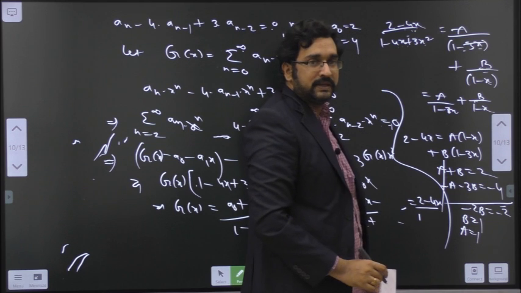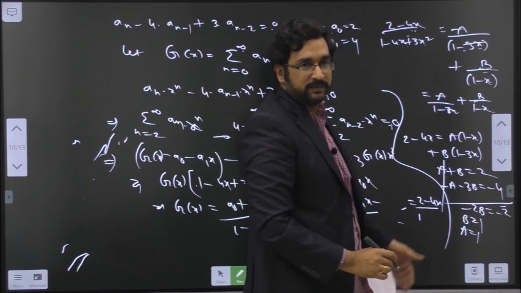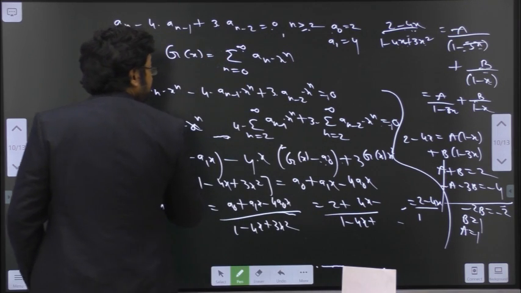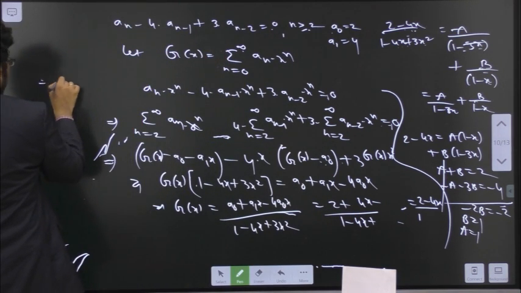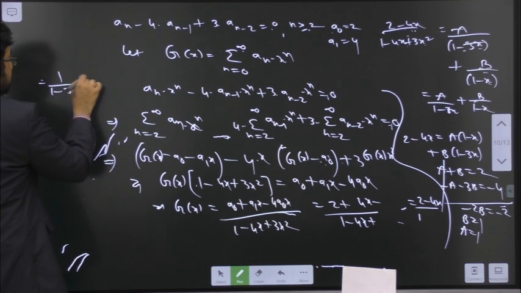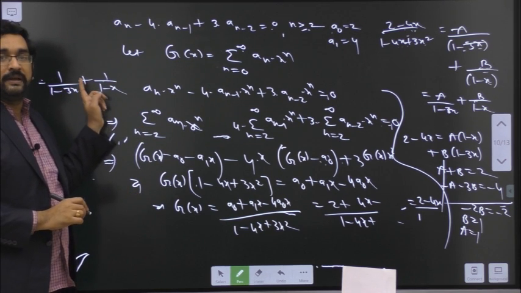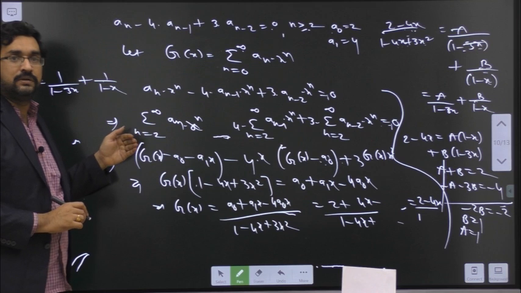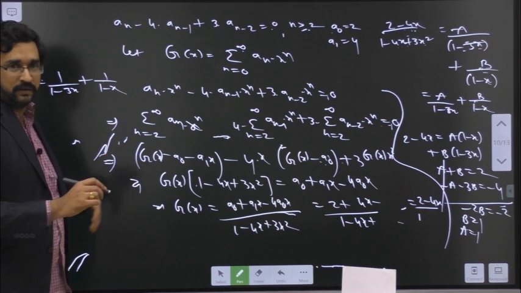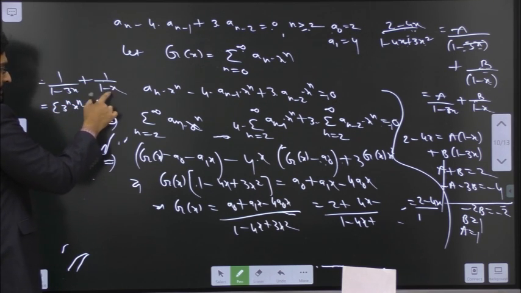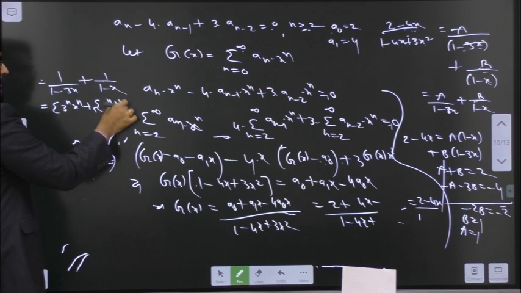So after solving this, a becomes 1, b becomes 1. So the solution will be 1 by 1 minus 3x plus 1 by 1 minus x. It is in the form 1 by 1 minus ax, which is equivalent to sigma a power n x power n. So if you apply that formula here, you will get sigma 3 power n into x power n plus sigma 1 power n into x power n.